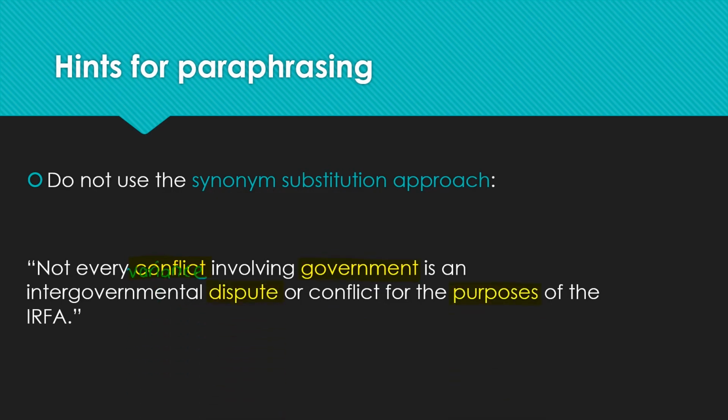So look in the dictionary. I looked in the dictionary, and it suggests variance as a synonym for conflict. So let me look for government. Another word could be powers. The first synonym I found for dispute was discourse, and another word for purposes is motives. Let's reread the sentence using these synonyms. Not every variance involving powers in it is an intergovernmental discourse for the motives of the IRFA.